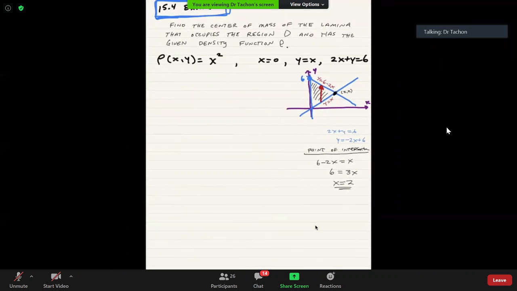All right, so let's take this page now and find our moment. Do you remember what the formula was for that? Your double integral setup? It's going to be y times your density.